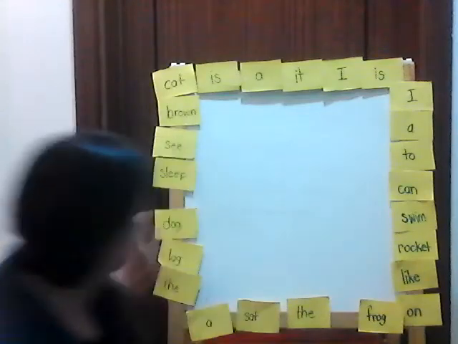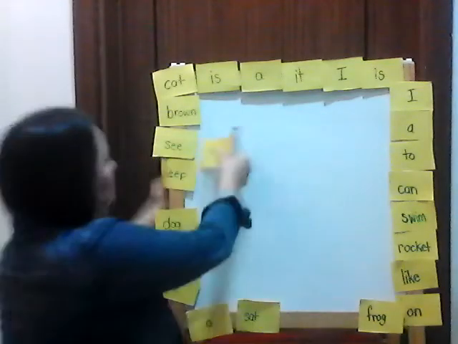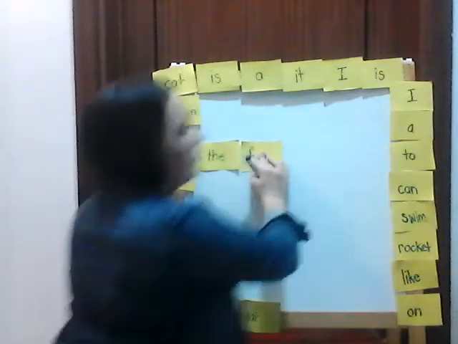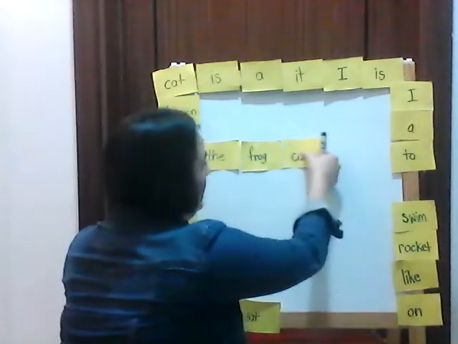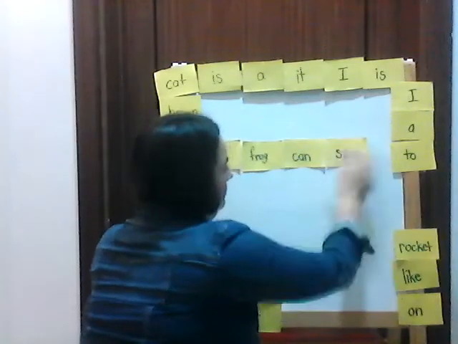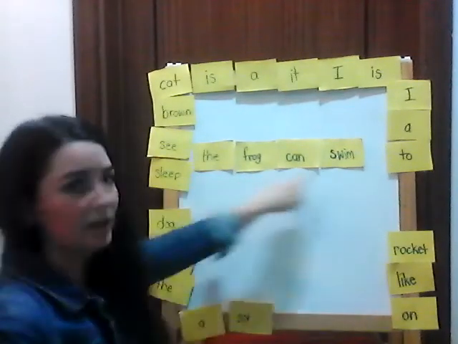I'm going to do the frog. You don't have to stick them to a board, you can just do them on the table. The frog can swim. All right, so this is challenge number 1. Challenge 1 is: the frog can swim.